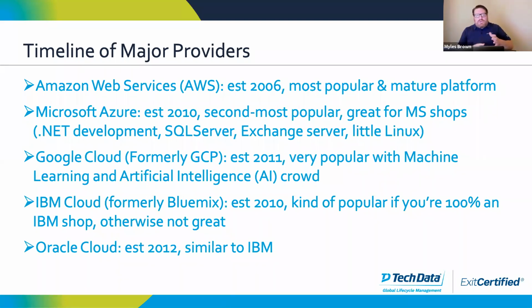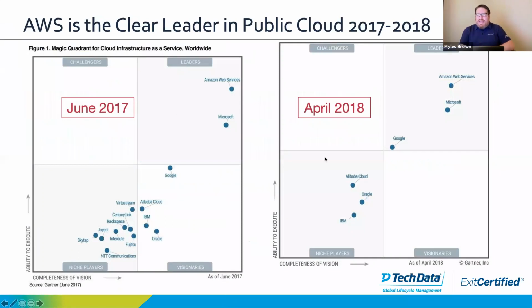So if we look at how the industry views these various providers, we'll take just the last few years. We'll start in 2017. Gartner puts out this Magic Quadrant every year. So this was in June 2017. AWS was way up top. Microsoft was the only other one in that leader category, and Google was making their way up. And then you had things like Alibaba, IBM, and Oracle also in the visionary category.